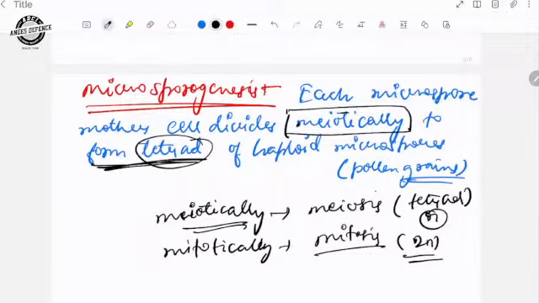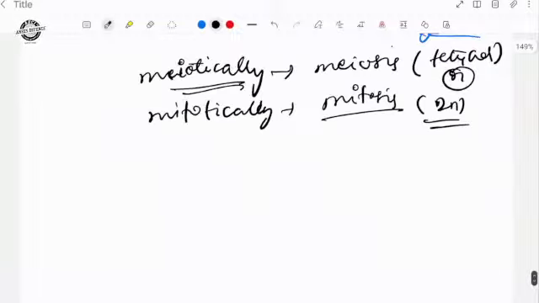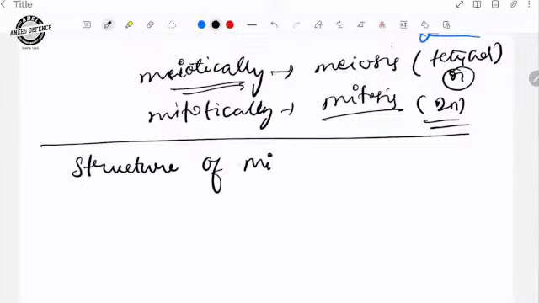So meiosis is the process through which the microspore mother cell divides to form a tetrad of haploid microspores, which are termed pollen grains. What is this microspore? We should have some knowledge about it. First we should know the structure of the microspore.